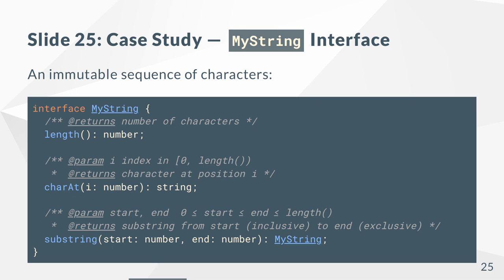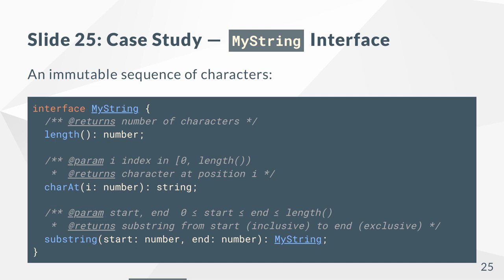Let us now look at a case study that will carry us through the next several slides. We are designing an ADT called myString. MyString is an immutable sequence of characters. It is a simplified version of the built-in string type. The interface defines three operations. Length returns the number of characters. No parameters needed. It is a property of the string itself.